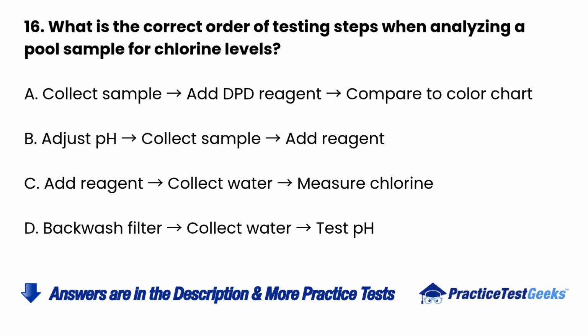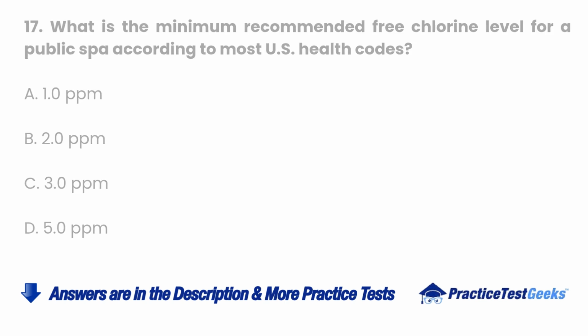16. What is the correct order of testing steps when analyzing a pool sample for chlorine levels? A. Collect sample, add DPD reagent, compare to color chart. B. Adjust pH, collect sample, add reagent. C. Add reagent, collect water, measure chlorine. D. Backwash filter, collect water, test pH.